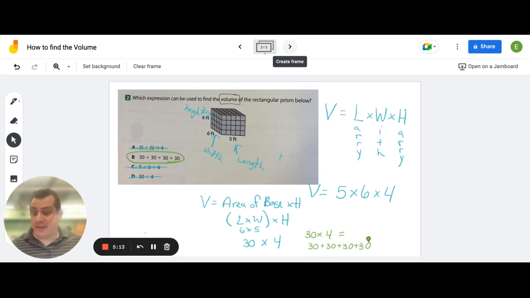They don't even want the exact volume. They just want to know the expression that you need to find the volume. So just like we've been talking in class, plenty of these questions, they're not asking for the exact answer. They're asking for you to pick the expression that shows how to find the answer.